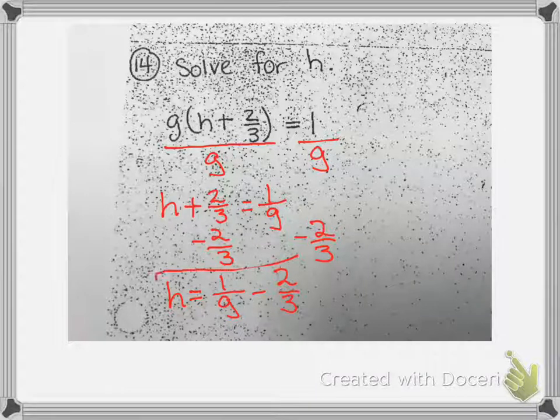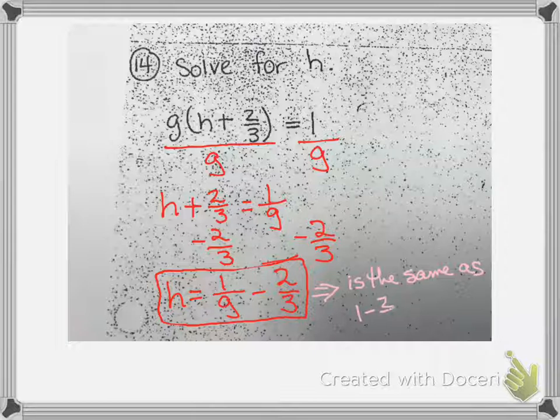Okay, on your answer key, you might see it another way. This is the same answer. What we have here is the same answer as 1 minus 2/3 G divided by G, like what it shows on the answer key. Both are correct.